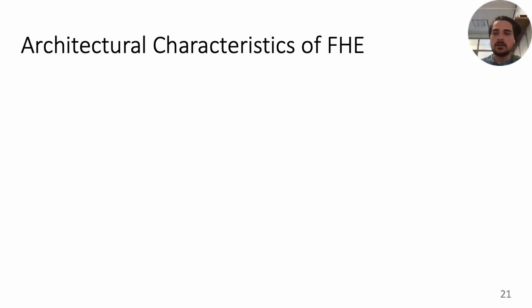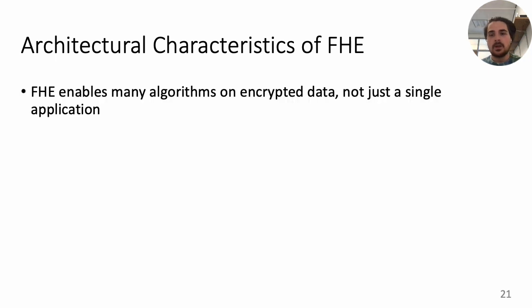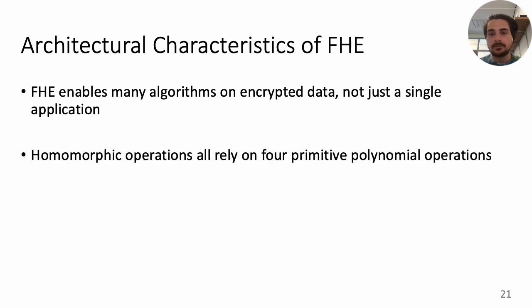Let's wrap up the background by going over the architectural implications of what we discussed. First, FHE isn't a single application. We're not accelerating encryption or decryption. We're accelerating the computation on encrypted data. These computations are general purpose, and we want to accelerate all of them. While these computations are quite diverse, they all rely on the four primitive polynomial operations we discussed.